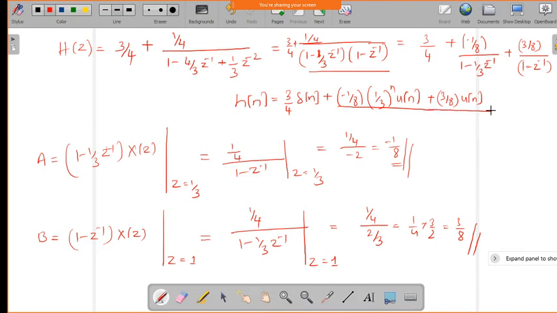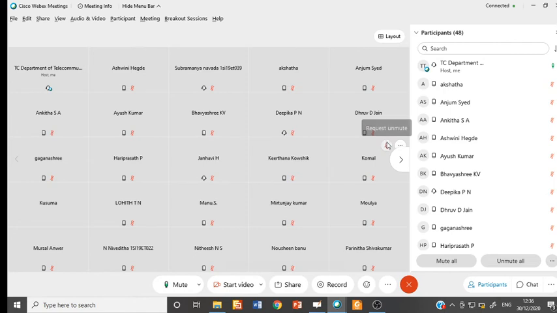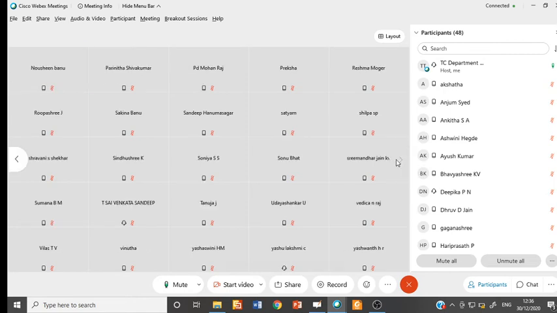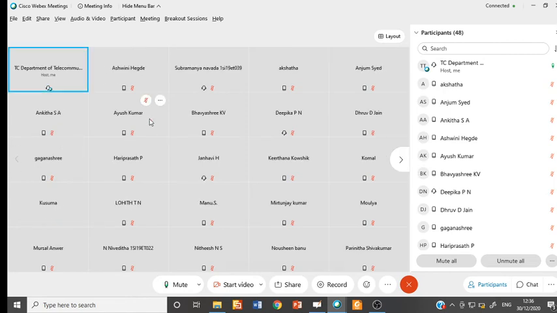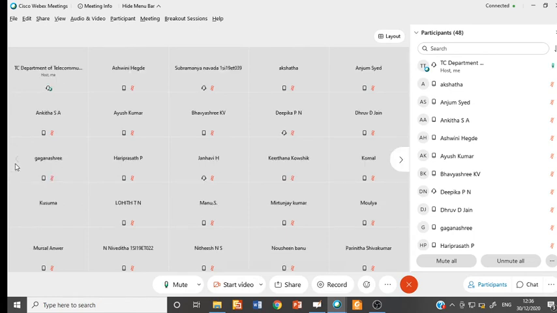Have you got this one? Hello? Hello, anybody has any doubt in this? Have you got the same values? Okay, so Subramanya, have you got the same values? Yes, sir. 1 by 8 and 3 by 8. Okay.